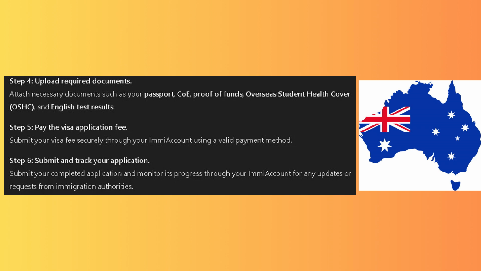Submit and track your application. Submit your completed application and monitor its progress through the IME account for any updates or requests. Now you know how to apply for a student visa online in Australia.